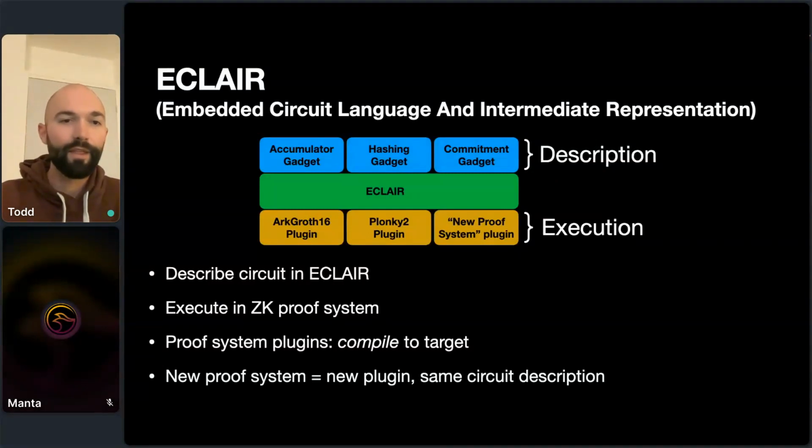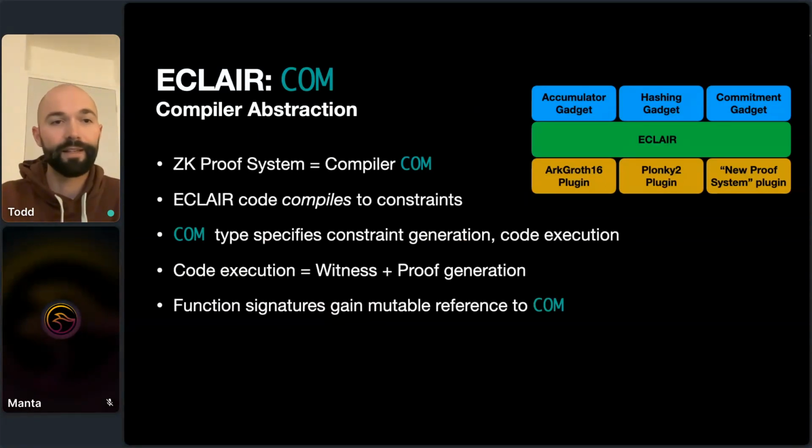So how do we do this? The main abstraction that we use to achieve that is something we call the compiler abstraction. I'd like you to think of a ZK proof system as being a compiler that takes ECLAIR code and compiles it to some constraint form. Each ZK proving system has its own constraint form, its own notion of variables and allocation and constraint generation. So we have this abstract compiler type that we call COM. What the COM type does is specify, in a given proving system, how we generate constraints, and how we then execute ECLAIR code. When I say execute ECLAIR code, I mean generate a witness and a proof in some ZK proving system.